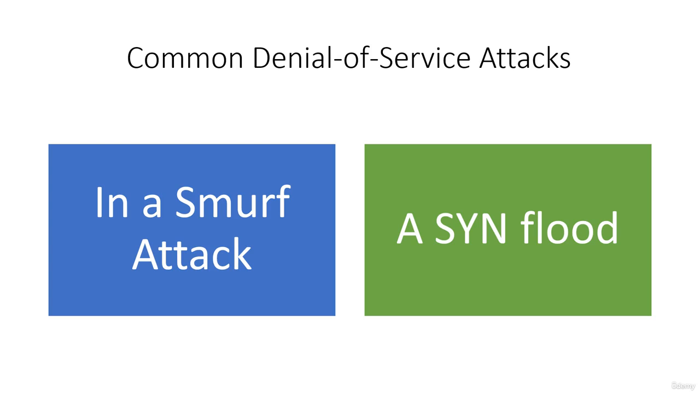The first one is a Smurf attack. The attacker sends Internet Control Message Protocol broadcast packets to a number of hosts with a spoofed source IP address, which means IP addresses that belong to the target machine. The recipients of this spoofed packet will then respond, and the target host will be flooded with these responses.